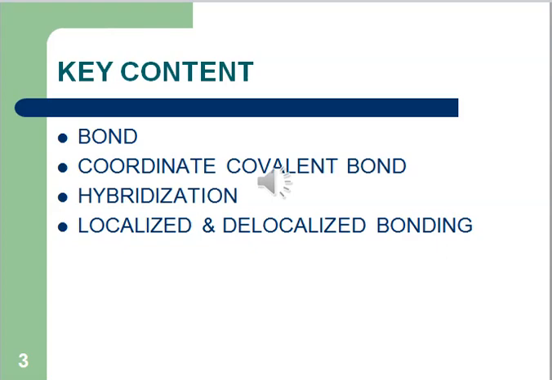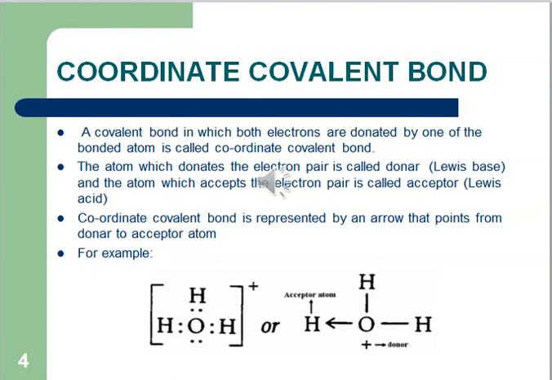So they can form an ionic bond, they can form a covalent bond, and there's a third type of bond which we'll study here, that will be the coordinate covalent bond. A covalent bond is a bond in which both electrons are donated or shared between the two atoms, while in a coordinate covalent bond, both electrons are donated by one of the bonded atoms. So a coordinate covalent bond is a special type of covalent bond.